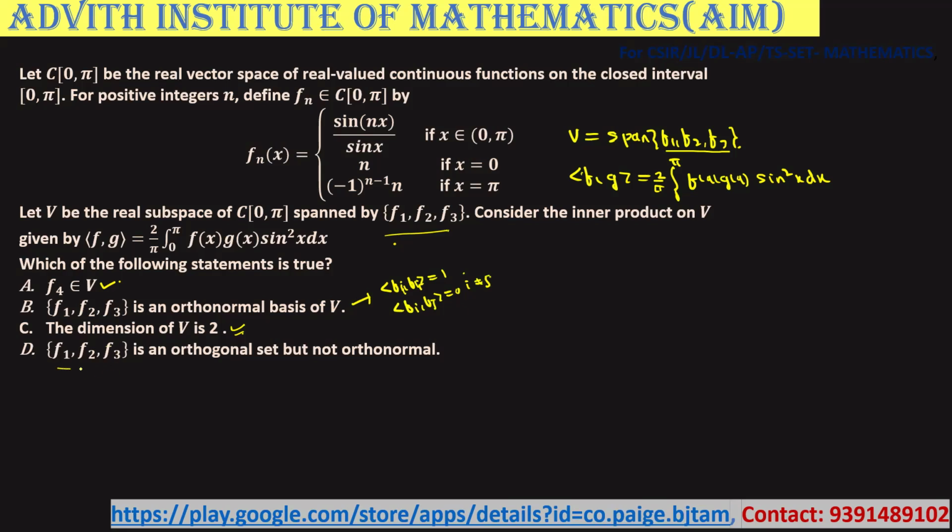And f1, f2, f3 is an orthogonal set but not orthonormal, he says. That means the inner product of f1 comma f1, or f2 comma f2, or f3 comma f3, at least one of them fails to be a unit vector. Some one may not be a unit vector, or none of them are, then it is not orthonormal. So let's check.